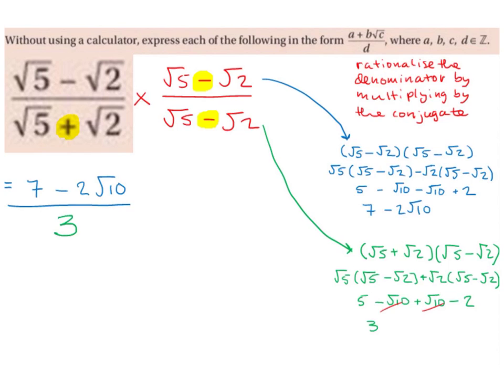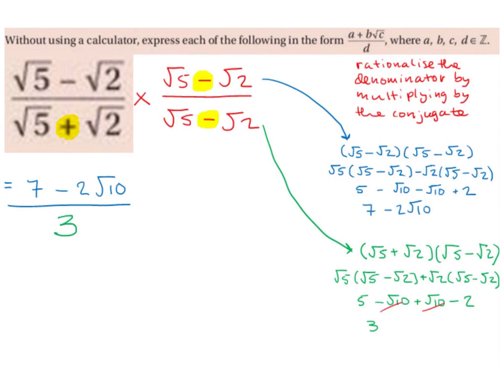So it's always going to be the conjugate of the denominator. So the conjugate of root 5 plus root 2 is going to be root 5 minus root 2. So all we do is we change the sign in the middle. So this plus becomes a minus. If it had originally been a minus, it would become a plus.